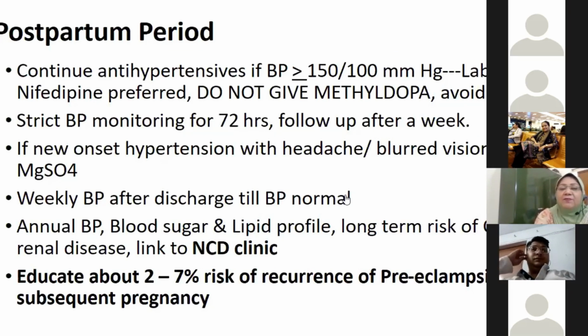Weekly blood pressure after discharge till her blood pressure returns to normal, and annual blood pressure, blood sugar and lipid profile is advised because these women have long-term risk of developing ischemic heart disease, renal disease and hypertension. So again, educate her that in the next pregnancy also she may have a recurrence of preeclampsia or eclampsia. So it should be a booked delivery in a hospital next time as well. Next, please.